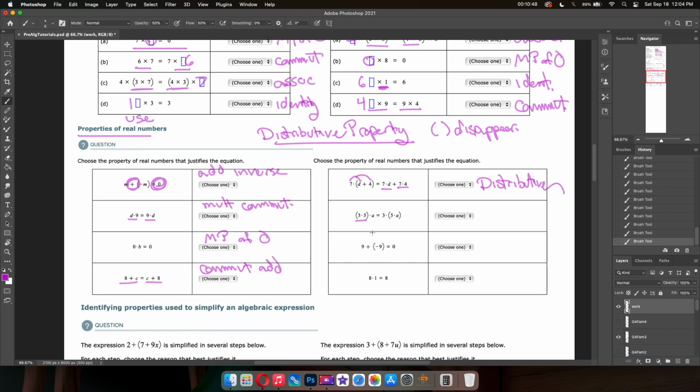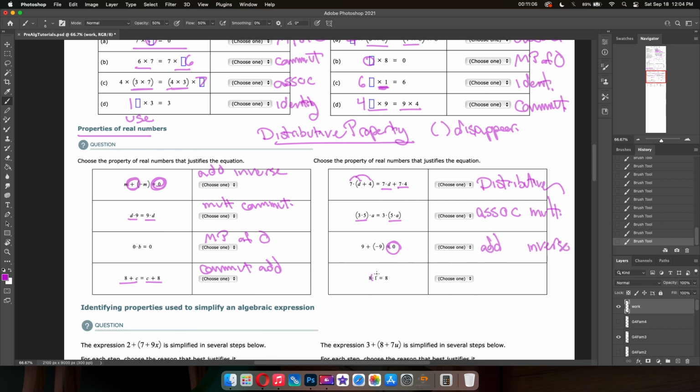Okay? Parentheses in front, parentheses in back, so this is associative. And what operation is this? This is multiplication. We're getting 0 as an answer, so this is going to be an inverse. And what operation is this? This is the additive inverse.